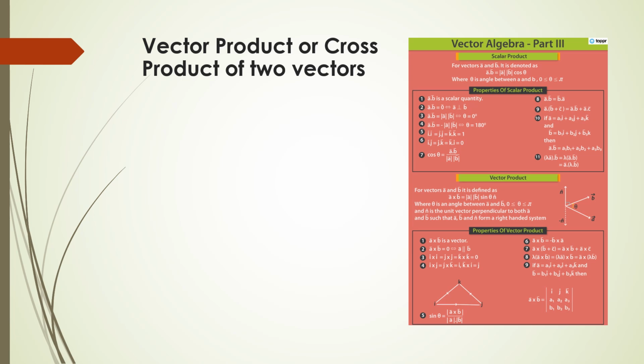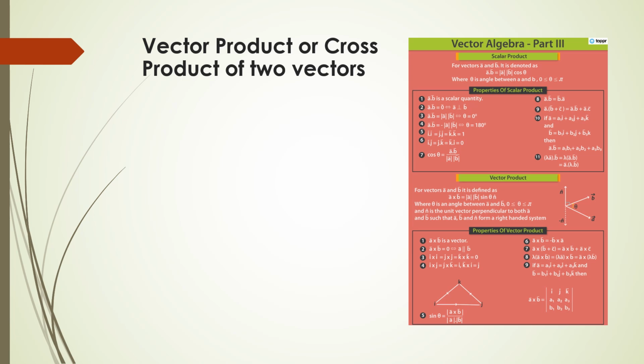So, now we'll be discussing the vector product or cross product of two vectors. For unit orthogonal vectors, we know i cap cross i cap equals j cap cross j cap equals k cap cross k cap equals 0, and i cap cross j cap equals k cap, j cap cross k cap equals i cap, and k cap cross i cap equals j cap. Moreover, j cap cross i cap equals minus k cap, k cap cross j cap equals minus i cap, and i cap cross k cap equals minus j cap.